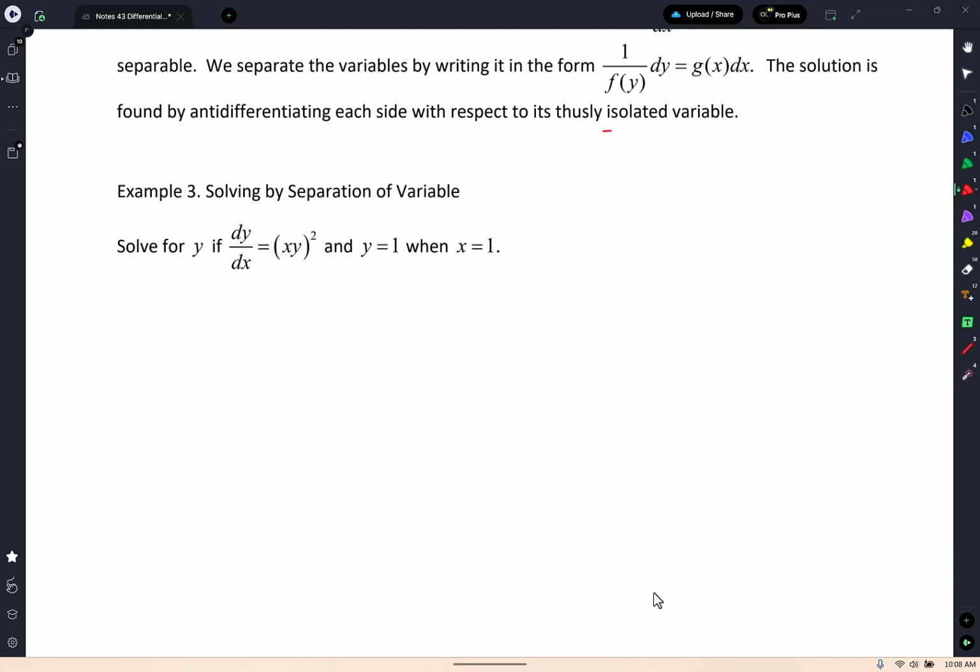So when you have something like this, I'm going to go slow, guys. It says solving by separation of variables. Solve for y of dy dx equals. So the first thing I'm going to do, law of exponents. I'm going to go dy dx equals x squared y squared.